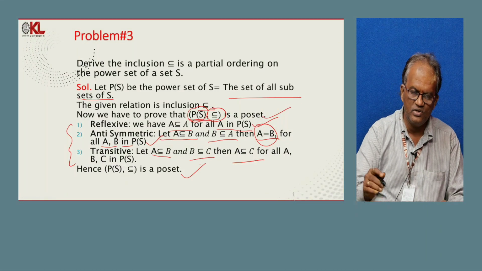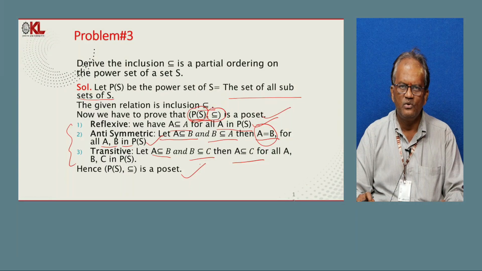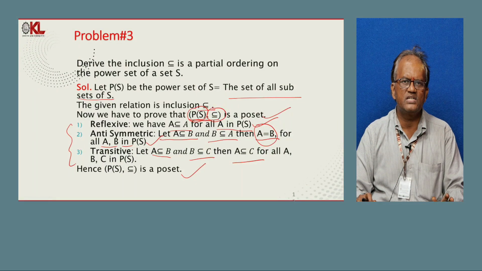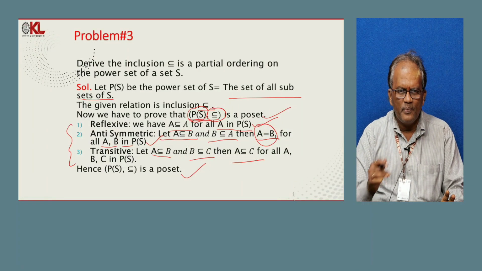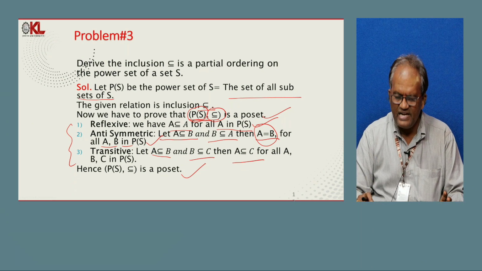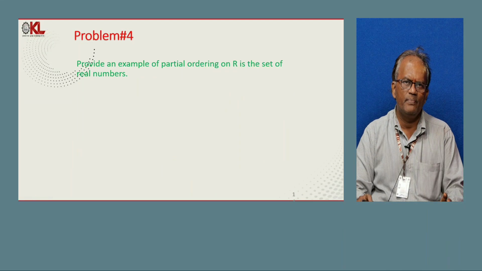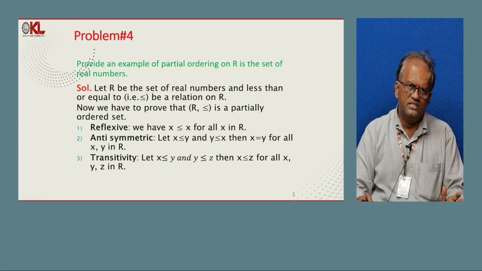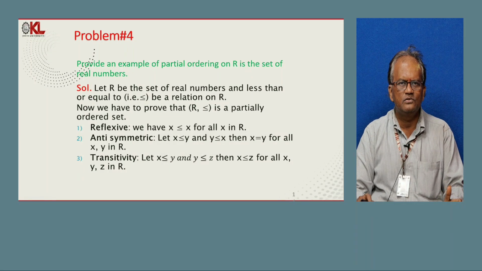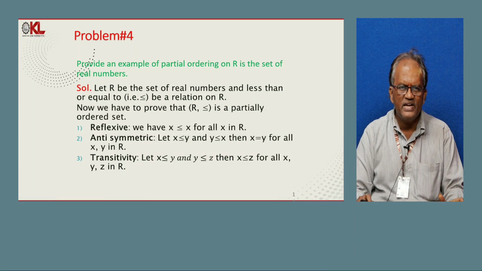So like this, students, we can verify different examples. I think you understood what is meant by a poset and what properties should be satisfied by a poset under the given conditions. Now there are some more examples, which you can verify as an exercise. Another problem is given here: provide an example of a partial ordering on R, the set of real numbers.